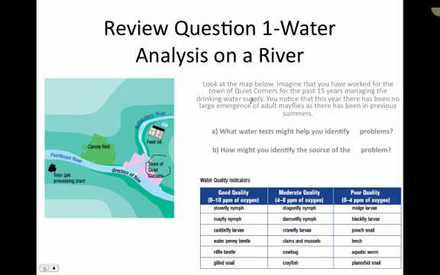You notice that this year there's been no large emergence of adult mayflies in the water coming into the town, as there has been in previous summers. Well, adult mayflies. What does that mean then? Well, mayfly are a good indication of good water quality, as are stonefly. So when you hear about that, what's that mean?